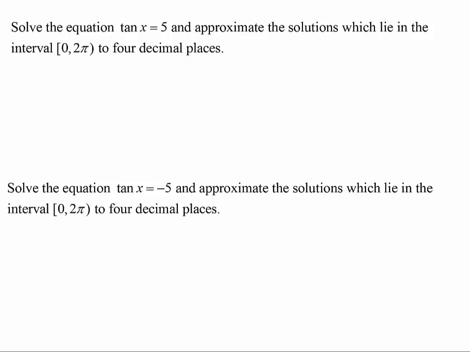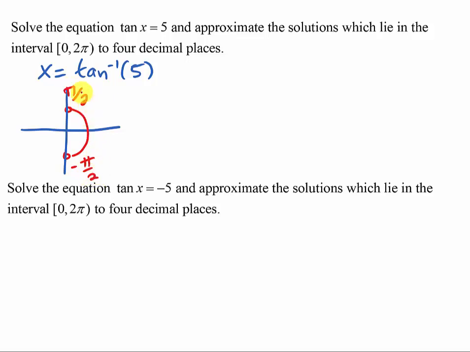So we want to solve the equation tangent of x equals 5 and approximate the solutions which lie on the interval from 0 to 2 pi to 4 decimal places. So if I took the inverse tangent of both sides here, I would have x equal tan inverse of 5. And thinking about when I grab my calculator and I ask it for tan inverse, its range is restricted to this right half from negative pi over 2 to pi over 2, not including the ends. So since this was a positive value, I'm going to get an angle here somewhere in quadrant 1.